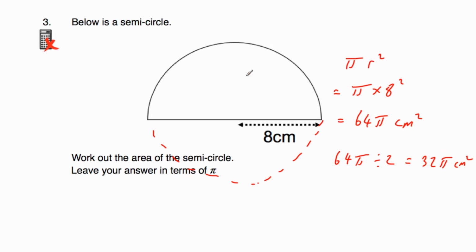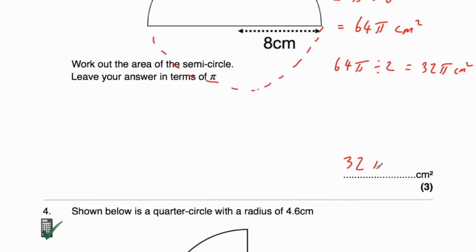So the area of the semicircle here is 32 pi centimeters squared, and let's write that in the answer box, 32 pi. And we've left our answer in terms of pi, 32 lots of pi.